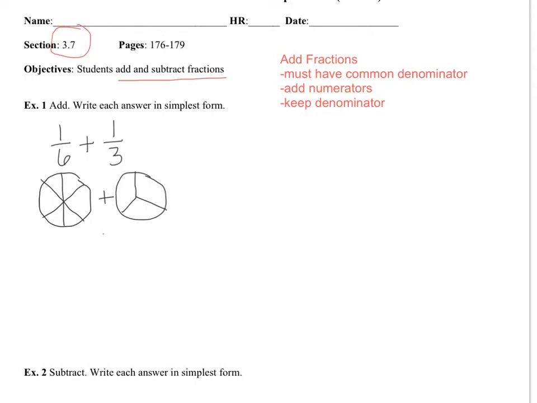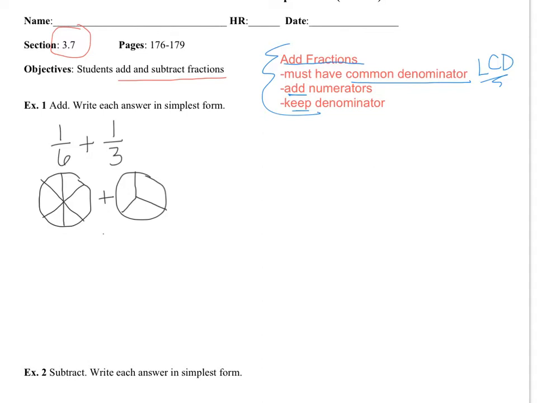Okay, the first thing I need you to jot down are the rules. So when you are adding fractions, there's just a few notes I made here. You have to have a common denominator. Find that common denominator whatever way you're most successful. We like to use the LCD, the least common denominator, whenever possible. Add your numerators and then keep your denominator. So write that down.